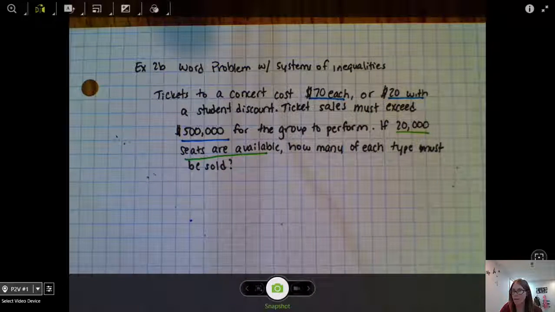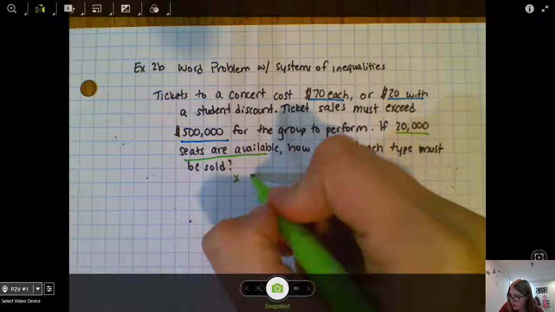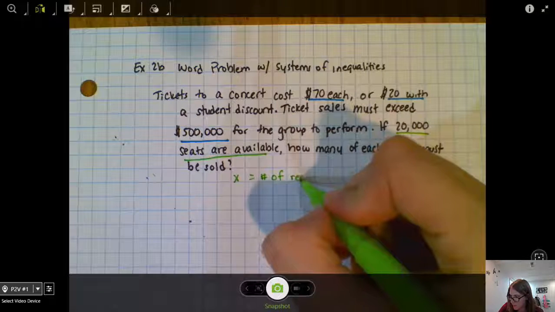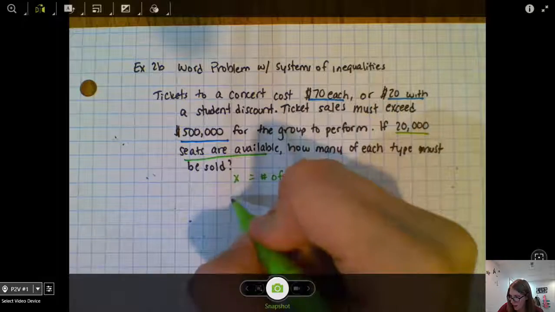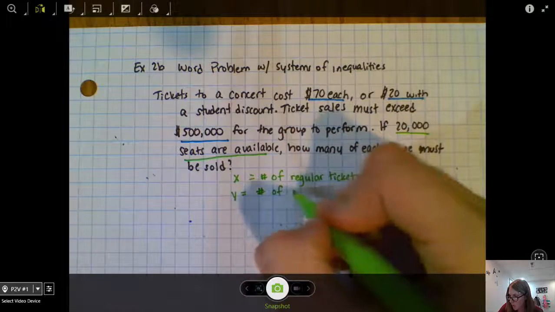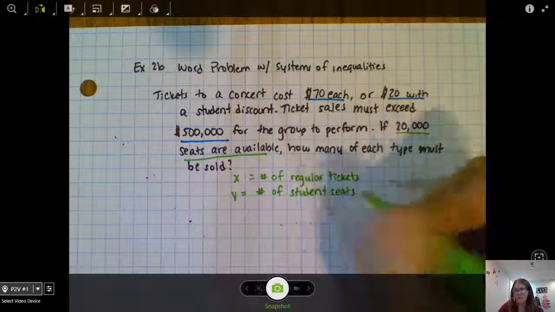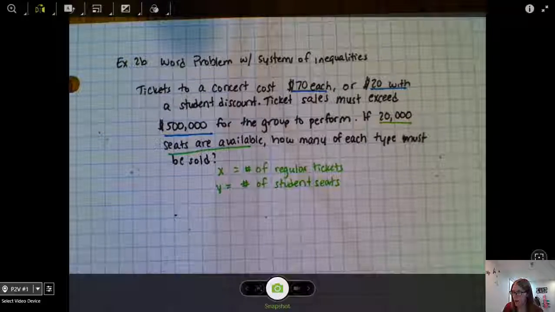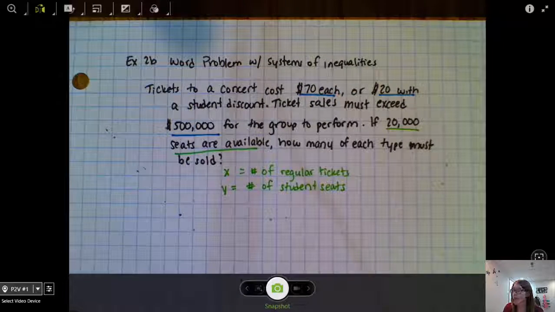Well, let's start off by assigning our variables. I'm going to use X to be our number of regular seats, the number of regular tickets that are sold, and Y is the number of student seats sold. Okay. So the next first thing is to start writing our inequalities.